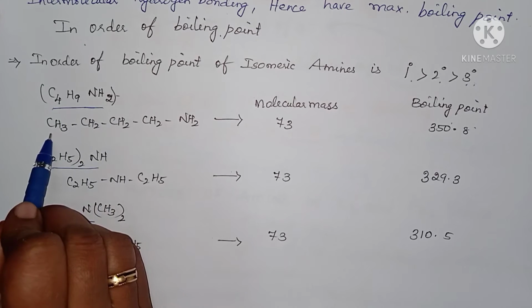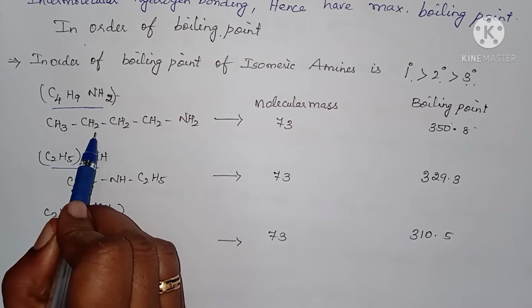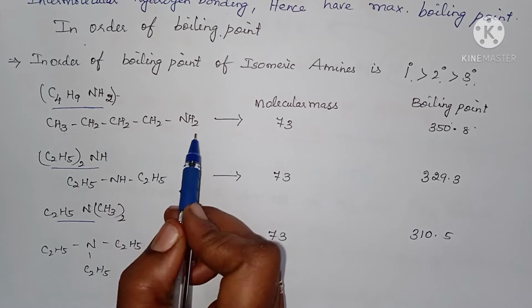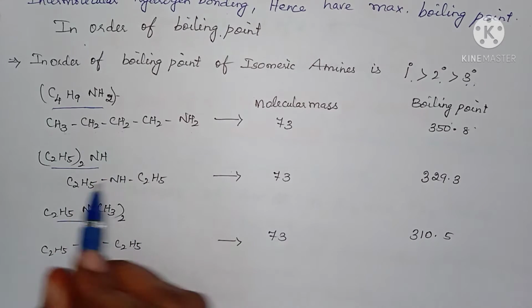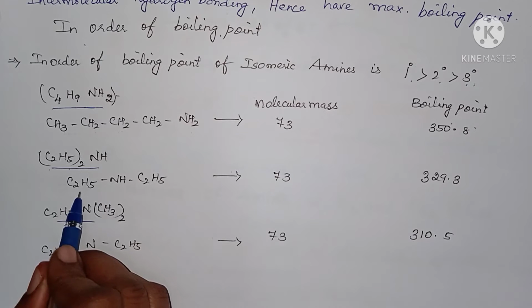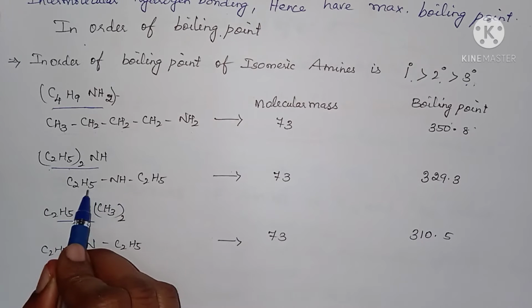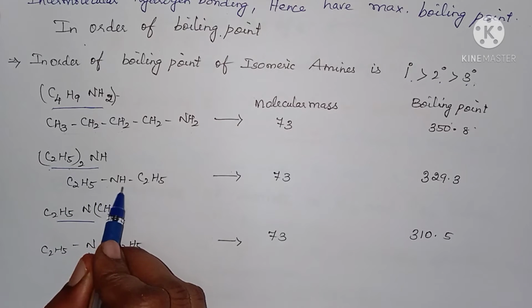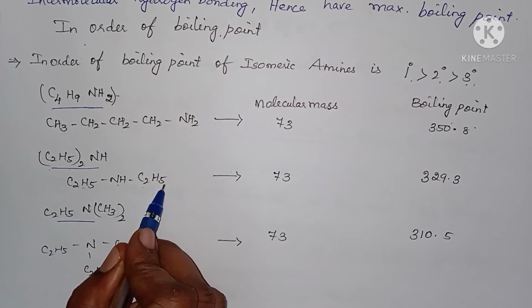C4H9NH2. If you are writing this formula, it is CH3, CH2, CH2, CH2, NH2. So this is one formula. The same way, (C2H5) twice NH, that means N-ethyl ethanamine.